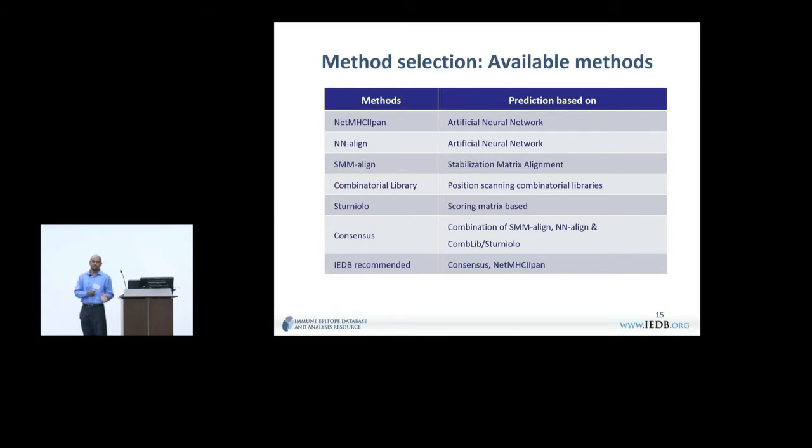This is the same as class 1. The consensus method is a combination of 3 methods: SMM align, NN align, and the combinatorial library or Sturniolo. And we have this option of IEDB recommended, exactly the same as class 1. This is what we recommend. If you choose this, and any of these algorithms are available for that particular allele, it will use the consensus method. And if not, then it will choose NetMHCIIPAN by default.